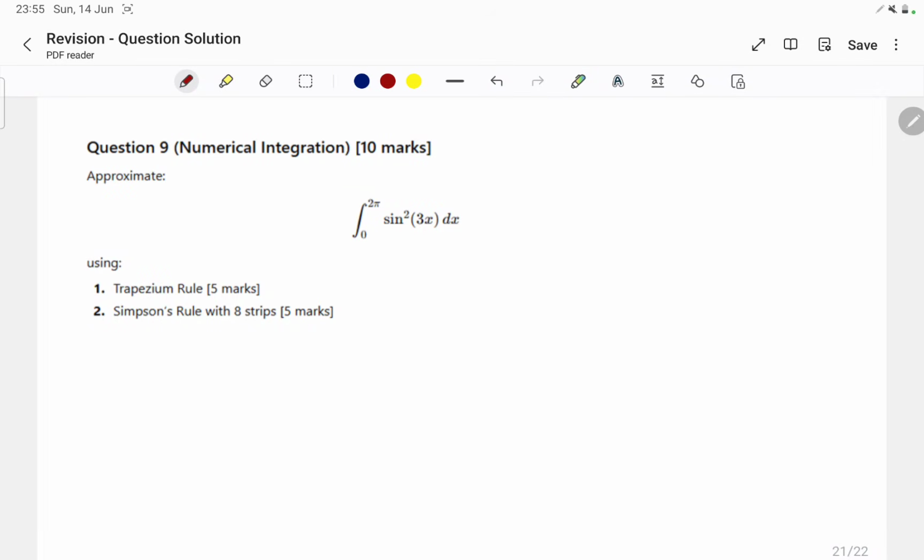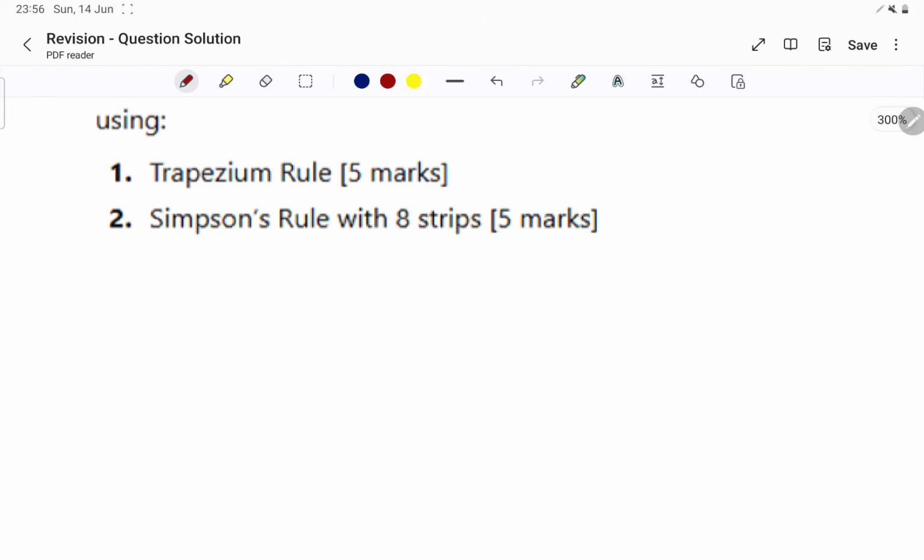Okay, now we will proceed to question 9 for numerical integration. They ask us to approximate the integral of sine squared 3x with respect to x from 0 to 2 pi using the trapezium rule and Simpson's rule with 8 strips. So when they mention 8 strips for both questions, by right our n is equal to 8. So what is n? n is the number of strips, or also the number of intervals.